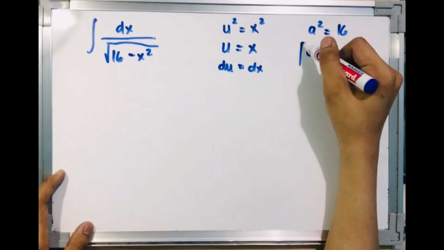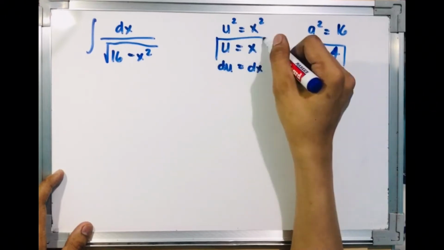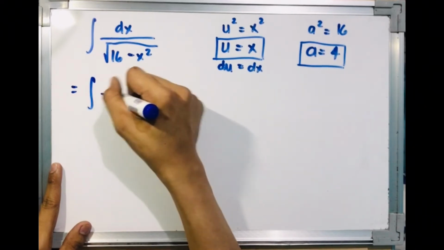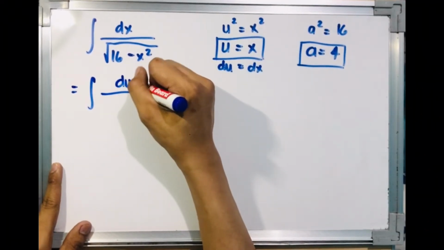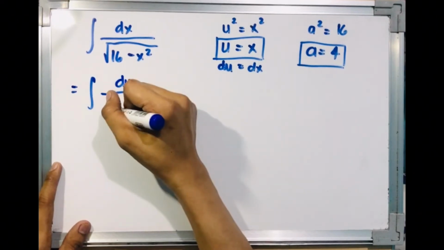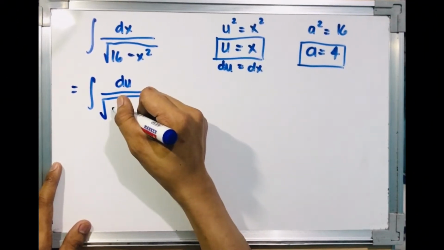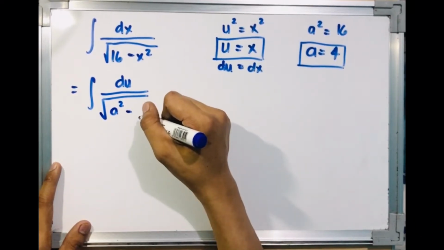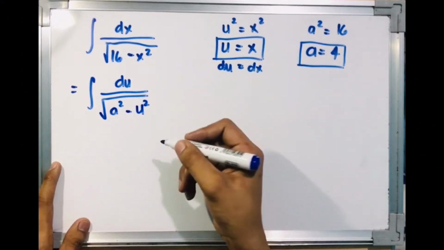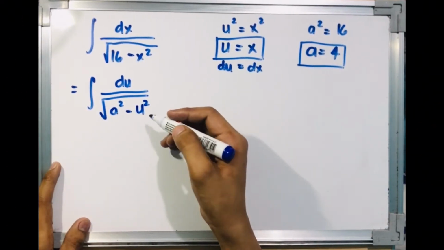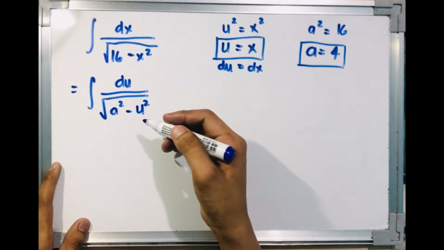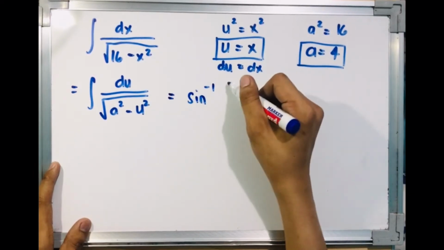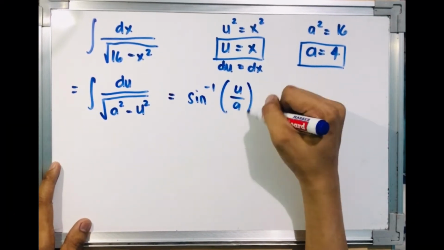Okay? So, box natin yung ating values ng u tsaka a. And let's substitute. So, madali na lang kasi wala tayong denominator since your dx is equal to du. And the square root of what's your 16? That's your a squared. Minus what's your x squared? That's your u squared. So, napakadali na lang nito. Maaalala nyo na ito yung first formula na ginamit natin kanina or pinakita natin kanina. This is equivalent to arc sine of u over a plus c.